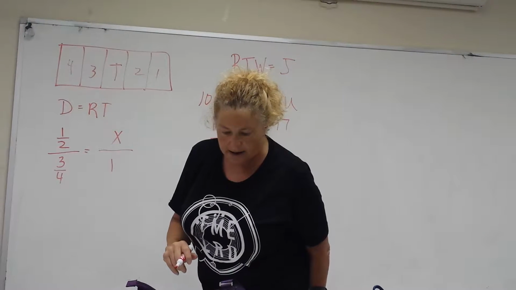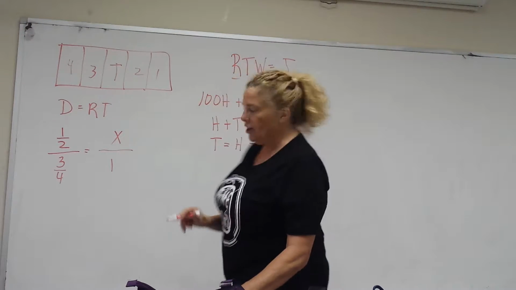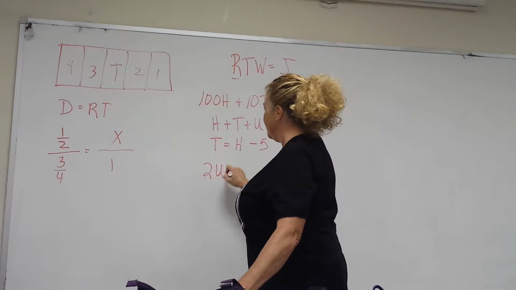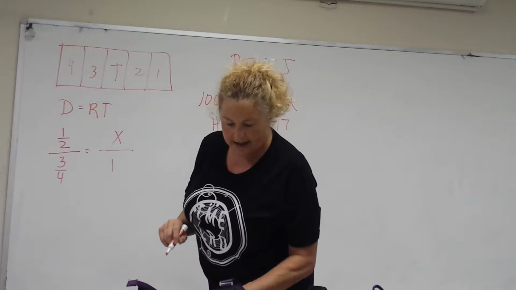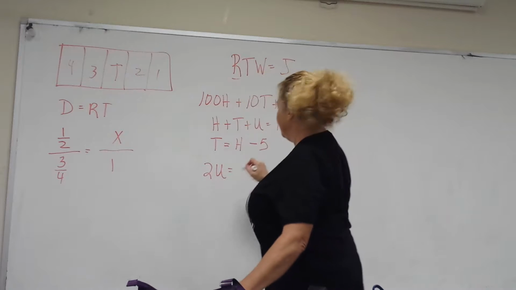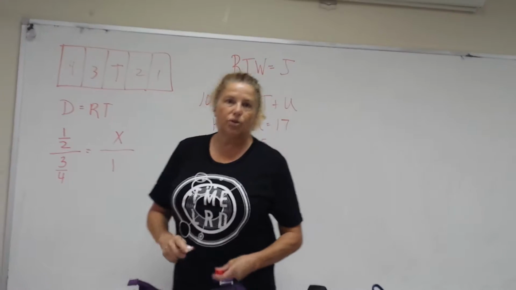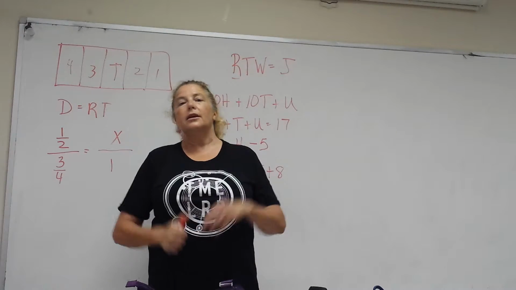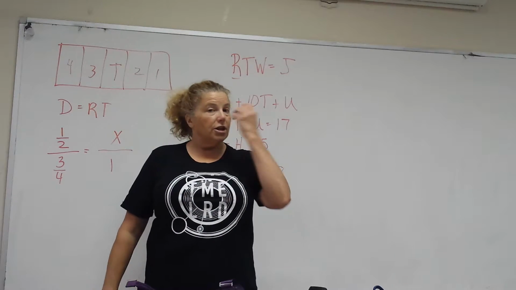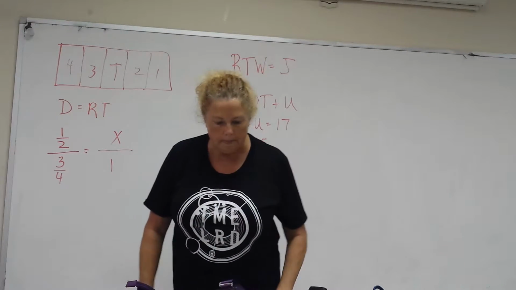And twice the units digit exceeded 4 times the tens digit by 8. You have 3 equations, 3 variables. You could either solve it with substitution and elimination, or you can use your matrix.